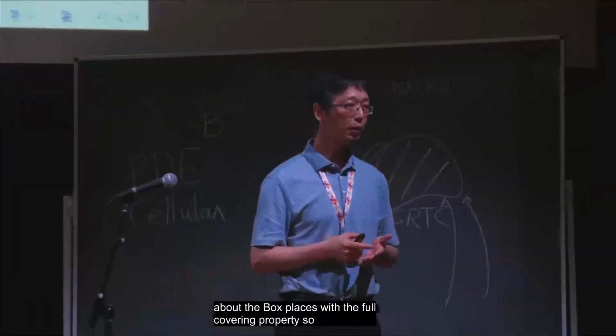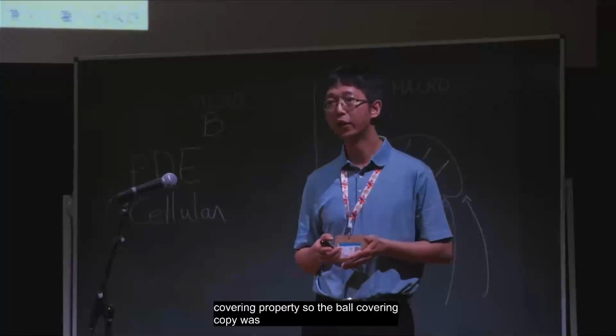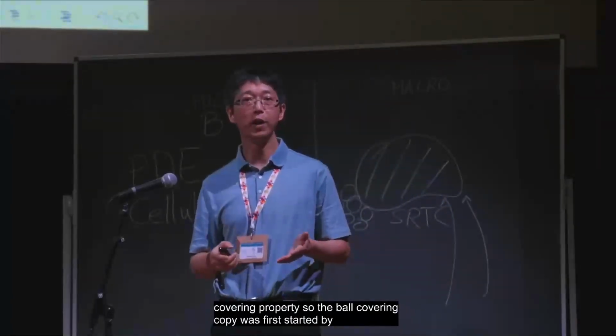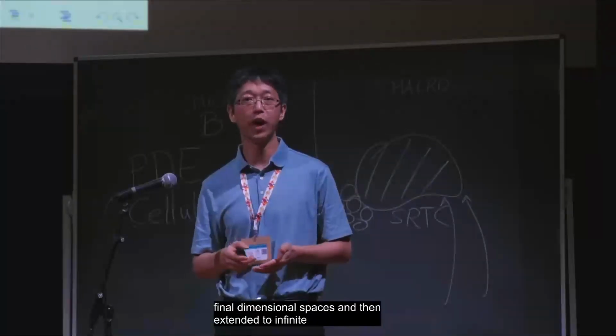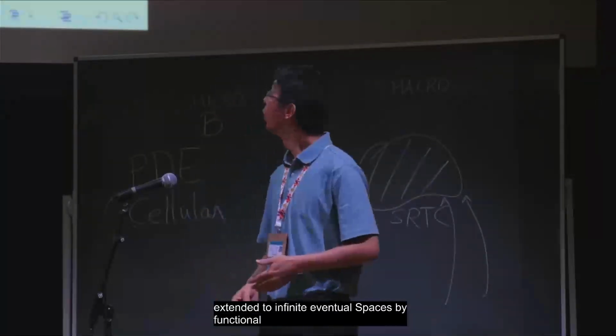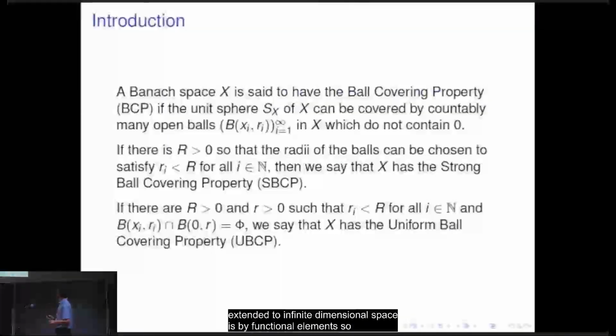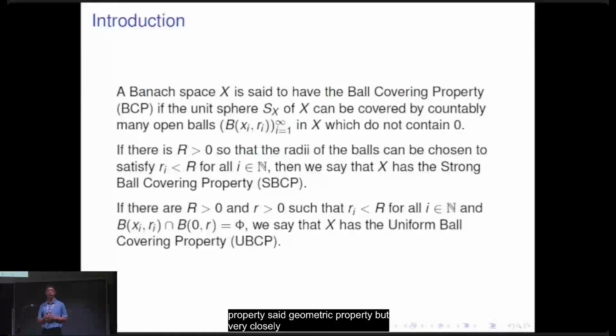The ball covering property was first studied by geometers for finite dimensional spaces, and then extended to infinite dimensional spaces by functional analysts. This property is a geometric property, but very closely related to the topological property of the dual space. So let's look at the definition.